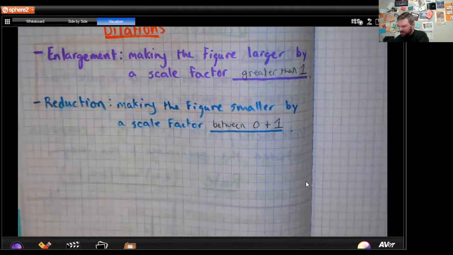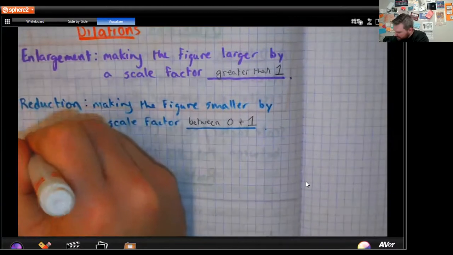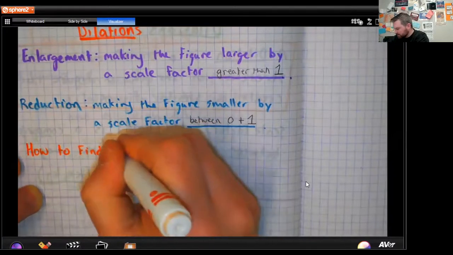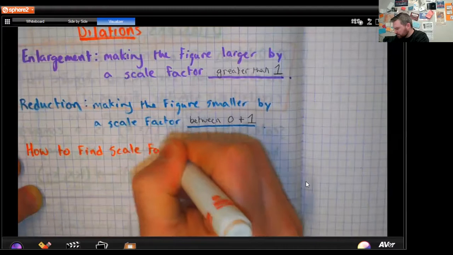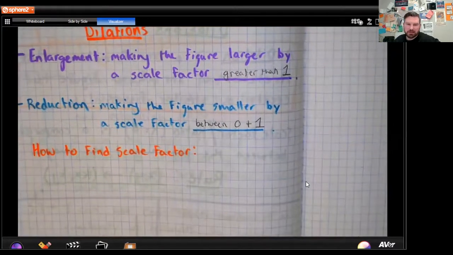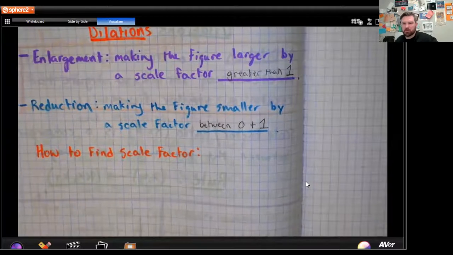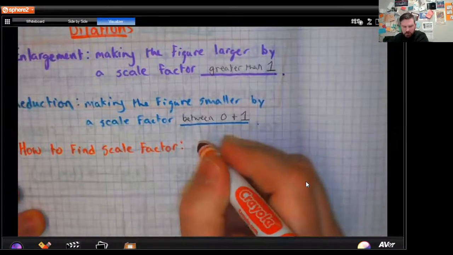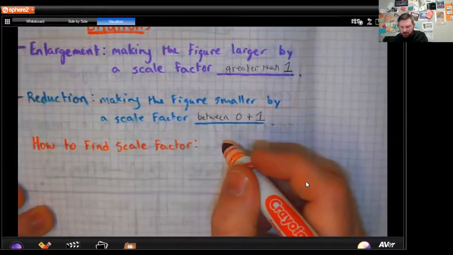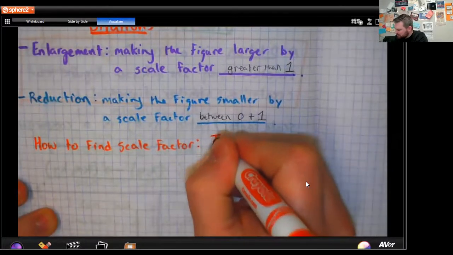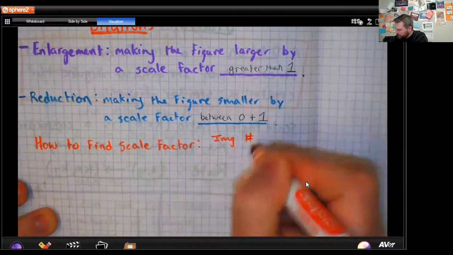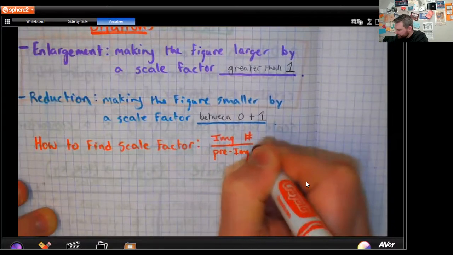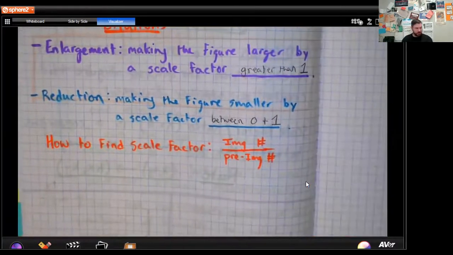So how to find a scale factor? The last lesson we talked about looking at the ordered pairs and seeing what you need to multiply. But for this one, we may not have ordered pairs. So to find the scale factor, you're going to take an image number divided by the pre-image number. I'll do some examples of that and we'll look at it.